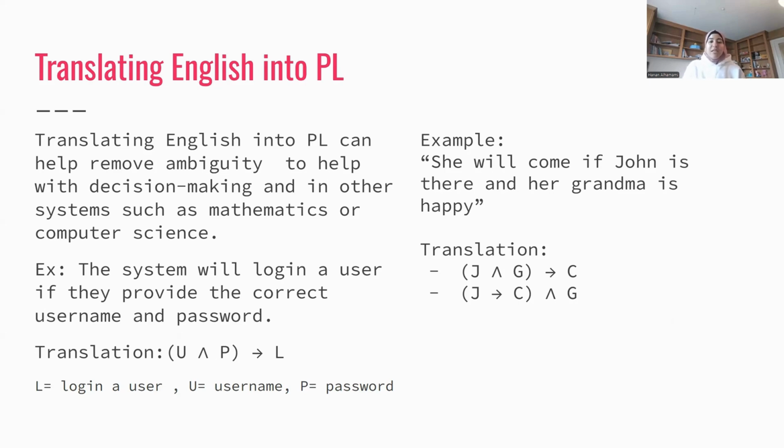So the first one, I have J and G then C. That's basically saying if Jean is there and her grandma is happy, then she will come. But the other translation could be that if Jean is there, then she will come and her grandma is happy. So there's two different ways you can go about this.